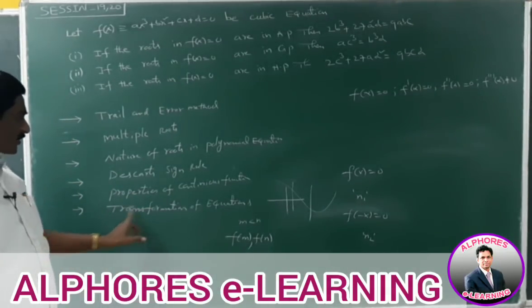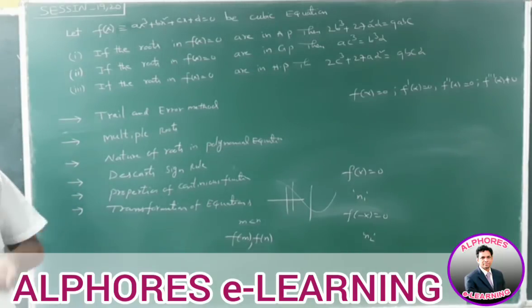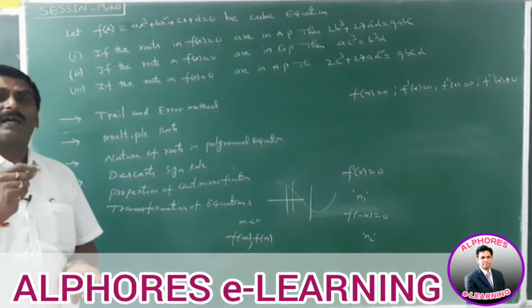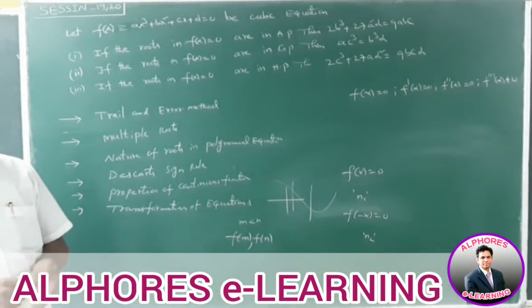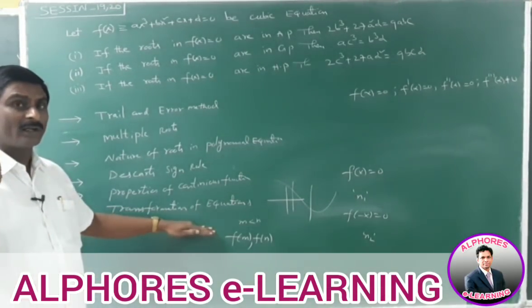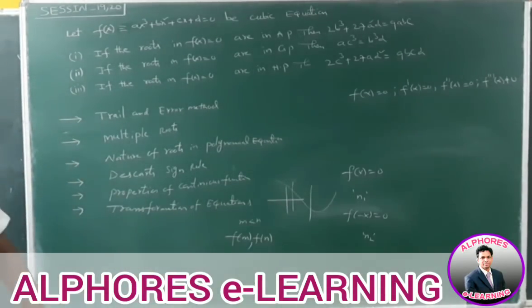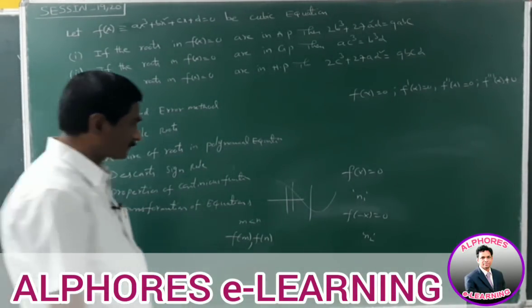Next, transformations of equations. f of x is equal to 0 is one of the equations. The roots 1 by alpha 1, 1 by alpha 2, and so on, are given by f of 1 by x. So, these are the transformations of equations. We discussed 8 cases. Please see those conditions. Next.